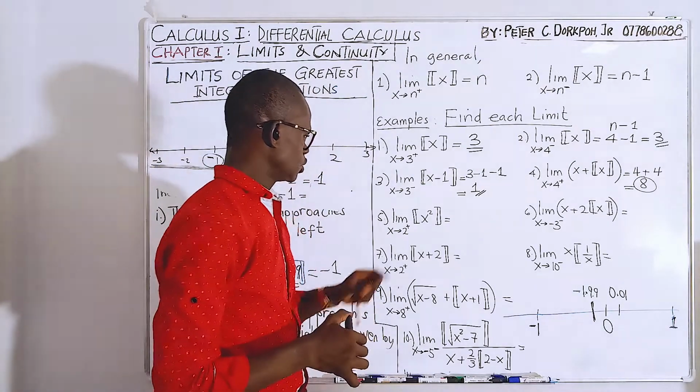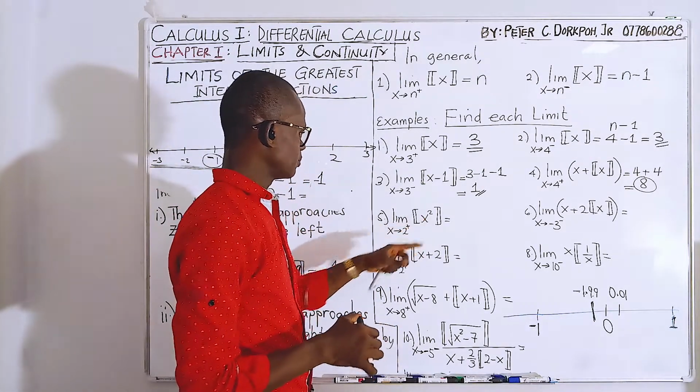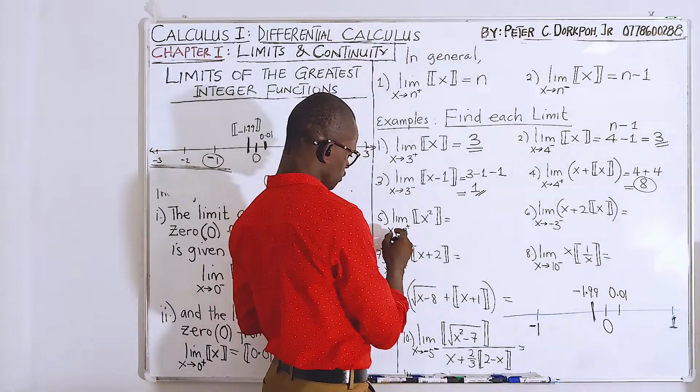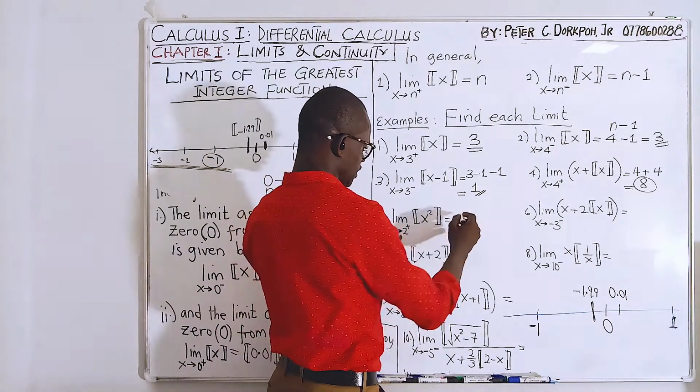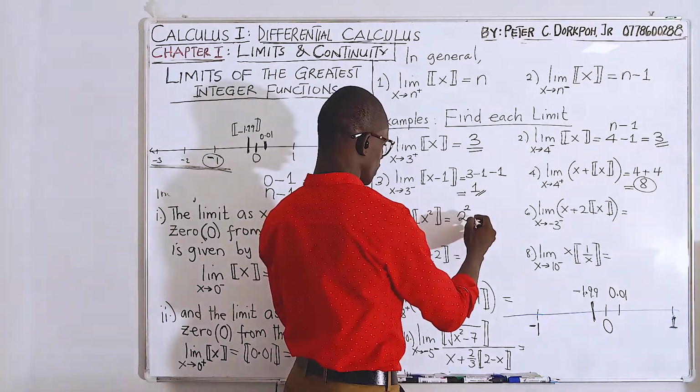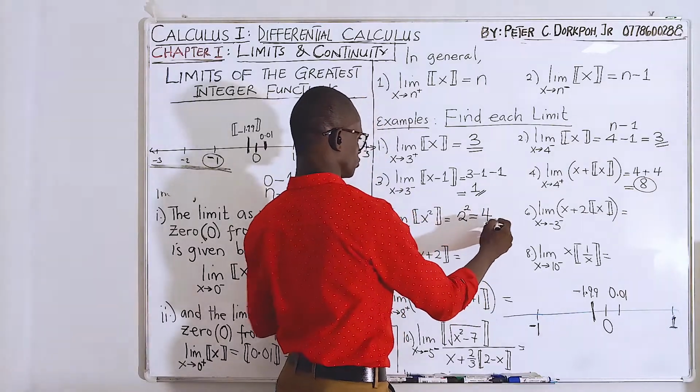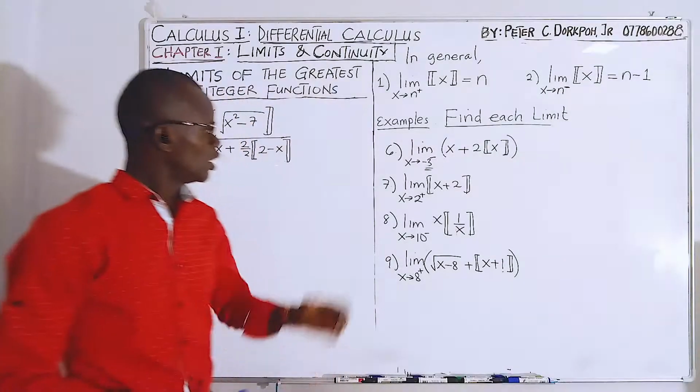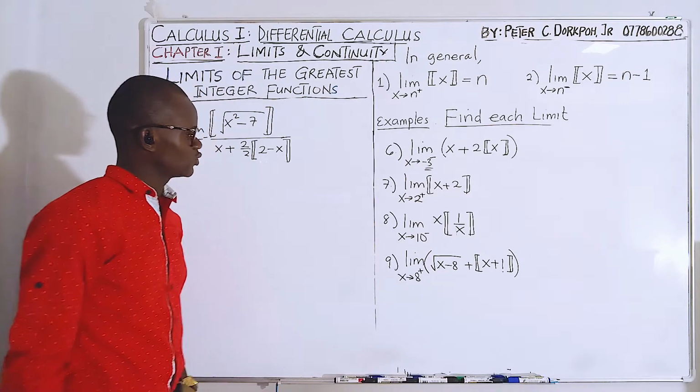Now, the greatest integer of x squared as x approaches 2 from the right is just equal to 2 squared, which is now 4. Now let's look at questions 6 to 10.